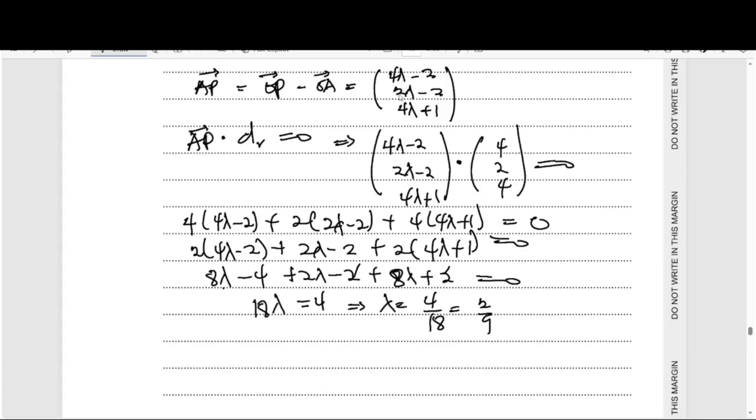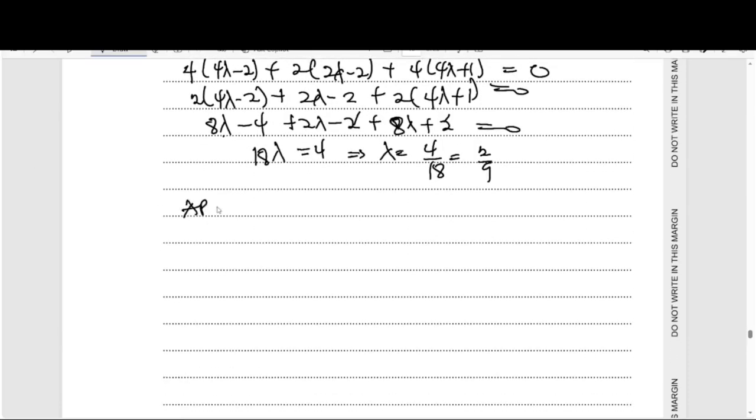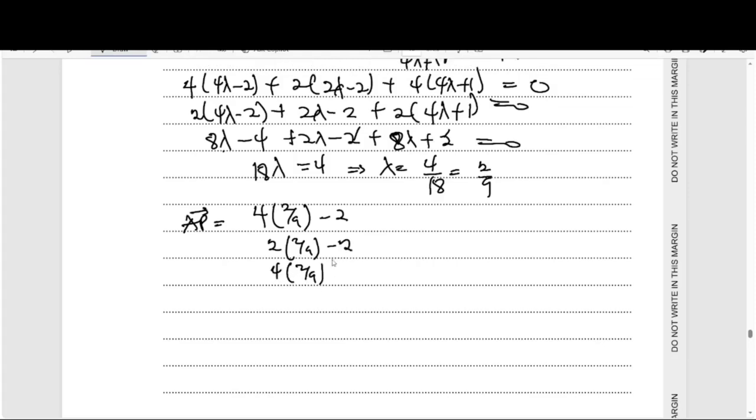We just need to substitute the value of lambda, and then we get the vector for AP in numbers. So the vector AP is equal to 4 lambda, so 4 times 2 over 9, then minus 2. We also have 2 lambda, 2 over 9, minus 2 again. Then we have lastly 4 lambda, which is 2 over 9, and then plus 1.